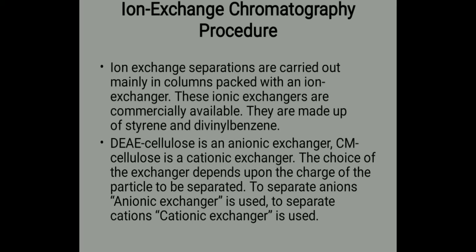Talking about the ion exchange chromatography procedure, ion exchange separations are carried out mainly in columns packed with the ion exchanger. These ion exchangers are commercially available. They are made up of styrene and divinylbenzene. Diethylaminoethyl cellulose is an anionic exchanger. CM cellulose is a cationic exchanger. The choice of the exchanger depends upon the charge of the particles to be separated.